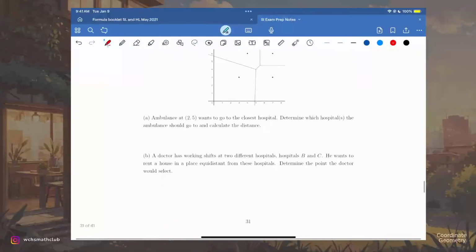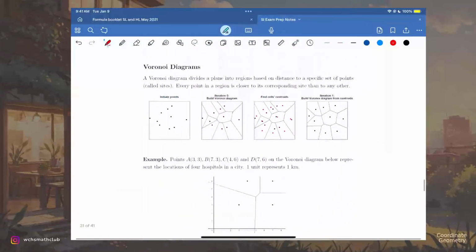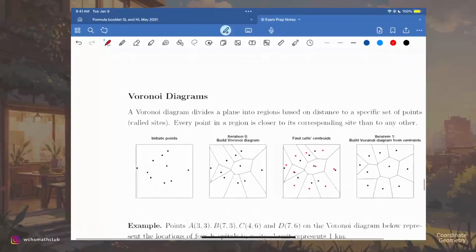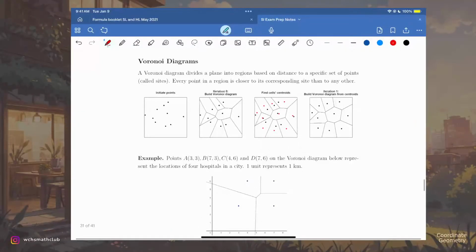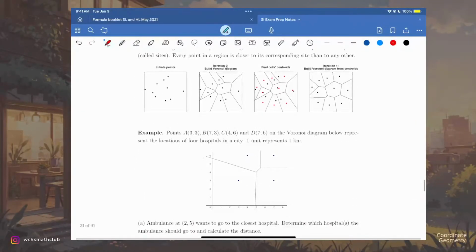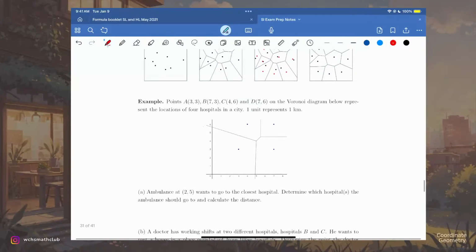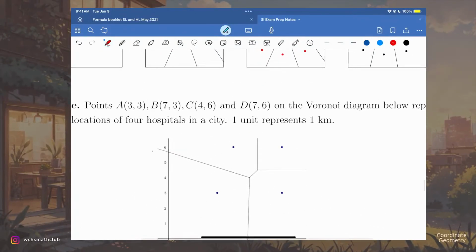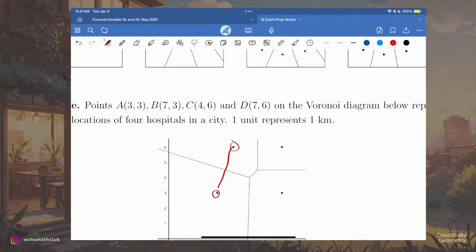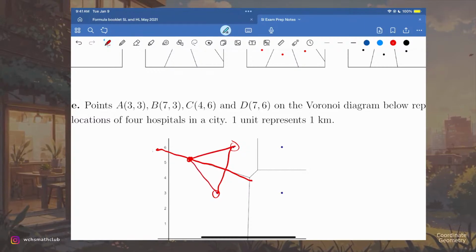And now I have Voronoi diagrams, which is probably the worst topic in here. So basically, the strategy is you want to draw the perpendicular bisector between each pair of points. So if you have this point here and this point here, as I said, if you're on the perpendicular bisector, you have the same distance between these. This is not hard to check using Pythagorean theorem.